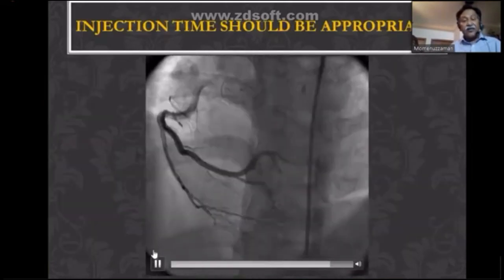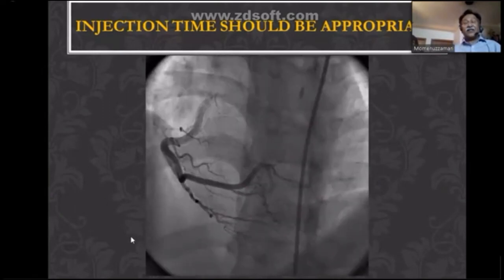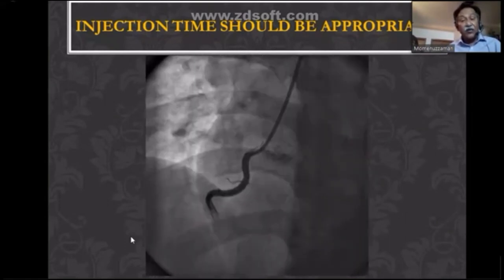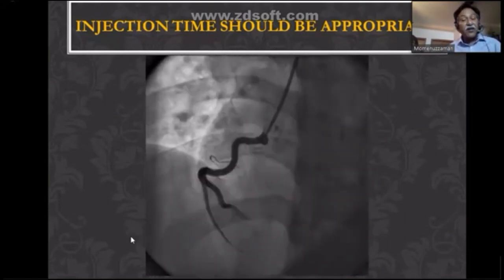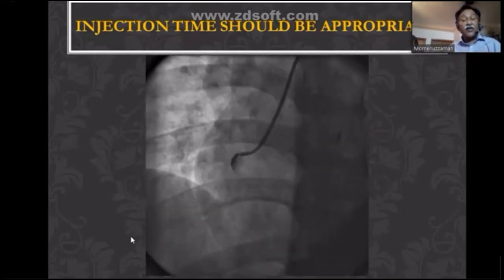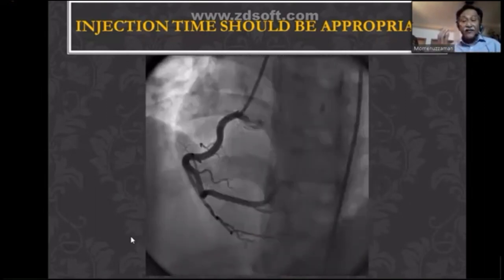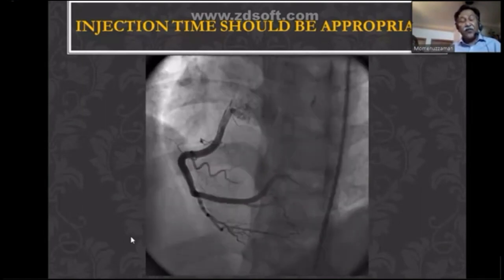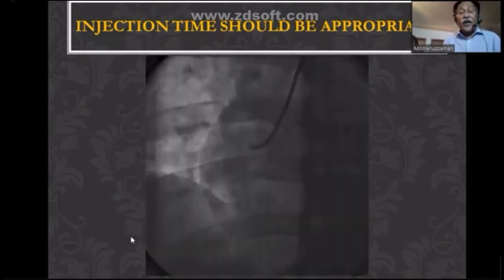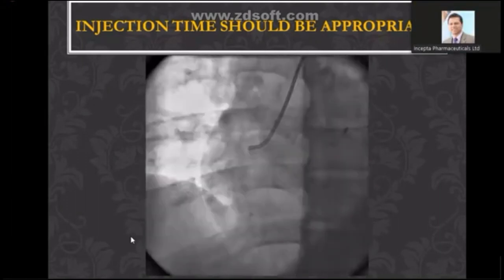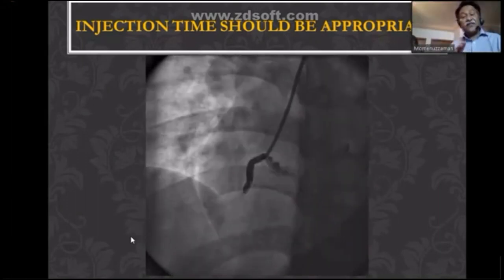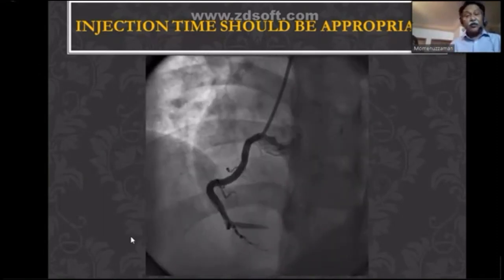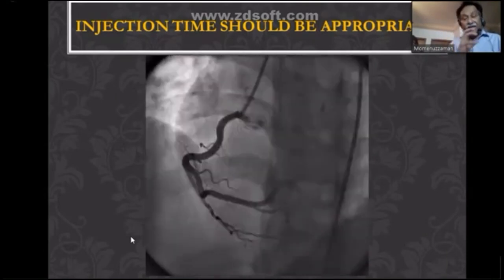Another issue is you should take the cine for at least 4 to 5 cardiac cycles. Here they have taken 2.5 cycles, so you are not seeing properly, especially in a patient with a contralateral obstruction of the coronary artery. You must take the cine for at least 4 to 5 cardiac cycles to fill up the whole coronary artery, and also, if necessary, the contralateral collateral channel. That means you should inject for the appropriate time.